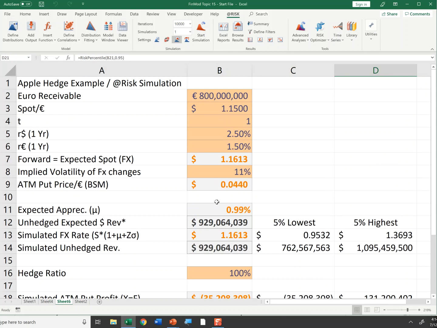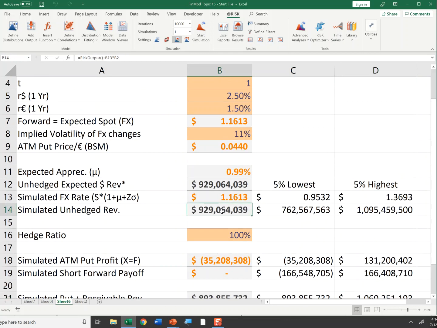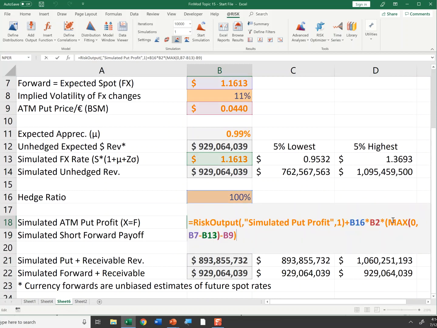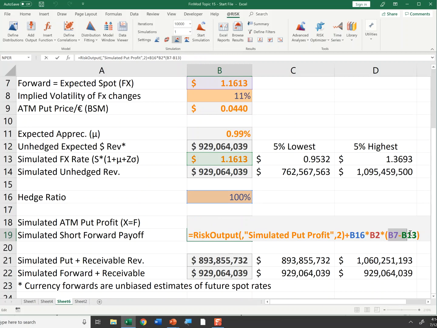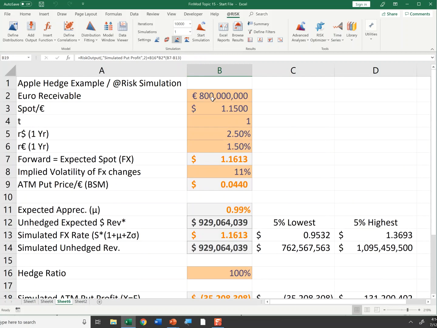If this were a payable, say Apple had to pay 800 million next year, I would simply use a call to buy the euros or a long forward to buy the euros. All I really have to do is change this to a call, change this payoff to be ST minus the strike, and this to be ST minus the forward price, and that would model a payable, and I'd also make this minus 800 million.